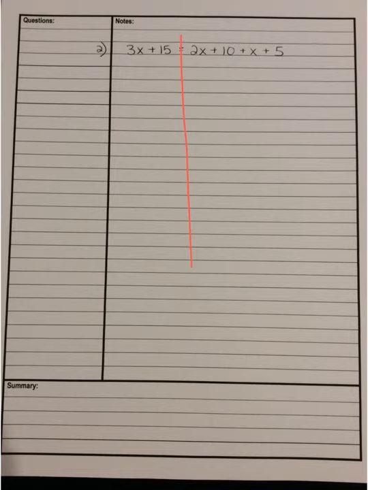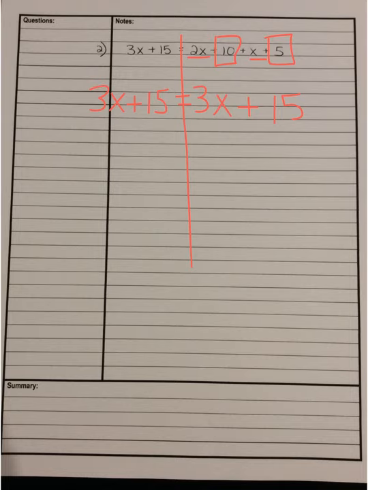They don't have the same letter. Can we combine anything on the right side? Yes, we can. We notice that we have a 2x and an x, and that combines to 3x. And we also notice we have a positive 10 and a positive 5. Those are like terms. They're constants. And we can combine those to get 15. And we bring everything on the other side straight down. And you're probably at this point noticing something. And what you're probably noticing is that the left side is exactly like the right side. Let's keep going and see what happens.